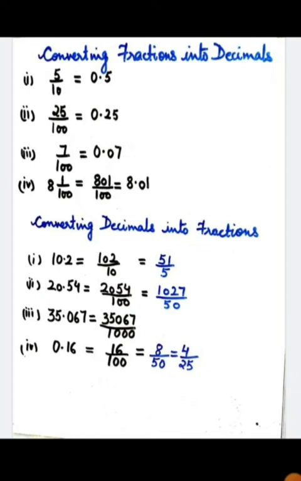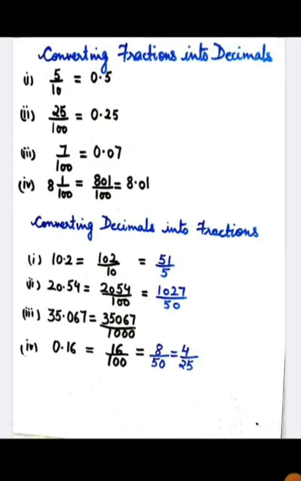And these numerator and denominator are not divisible by a single digit, so we will leave it here only. Now in the fourth example, the given number is 0.16. First of all, we will write the numerator as 16. Then put the line in between.